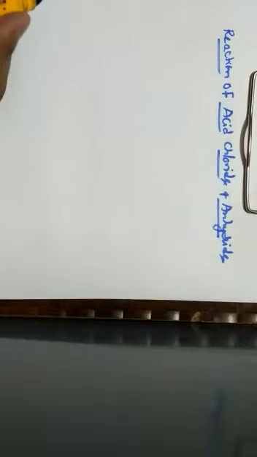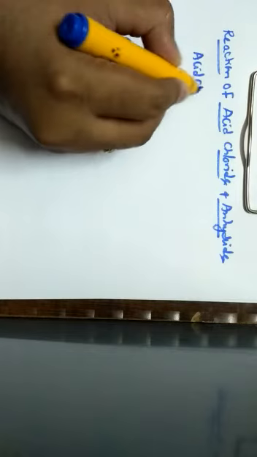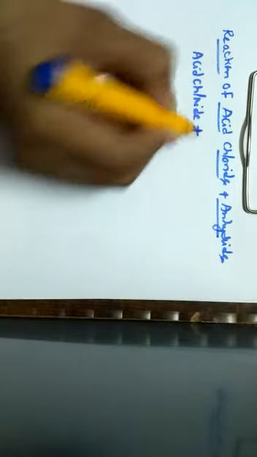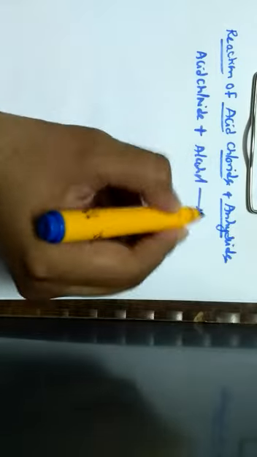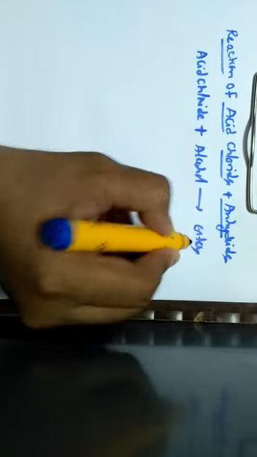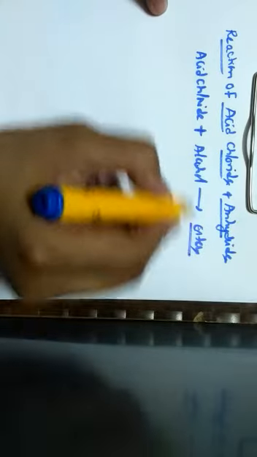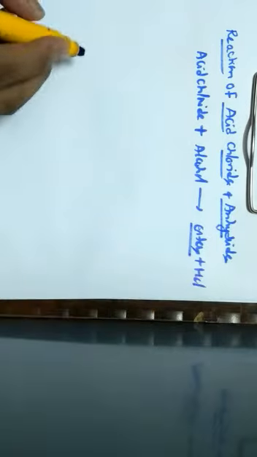So let us go with the next concept, that is reaction of acid chlorides and anhydrides. Here the concept tells that when an acid chloride is made to react with an alcohol, we are going to get an ester. So esters are obtained when an acid chloride is made to react with an alcohol along with the formation of HCl.